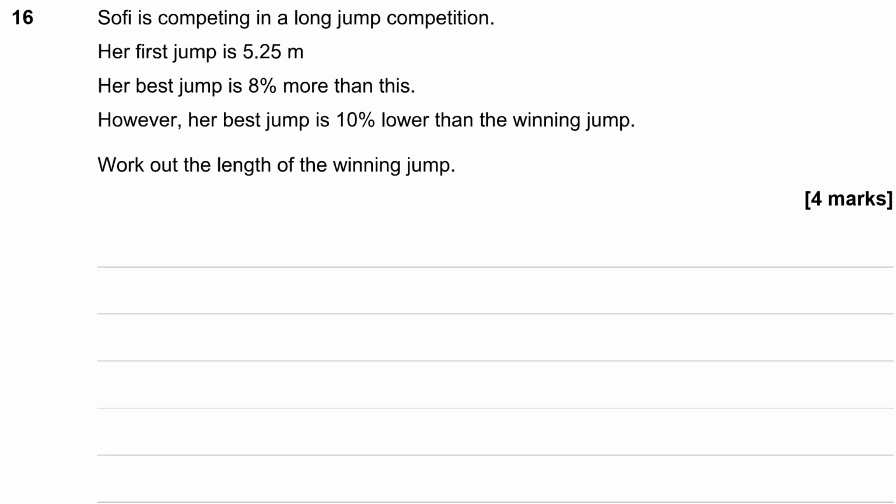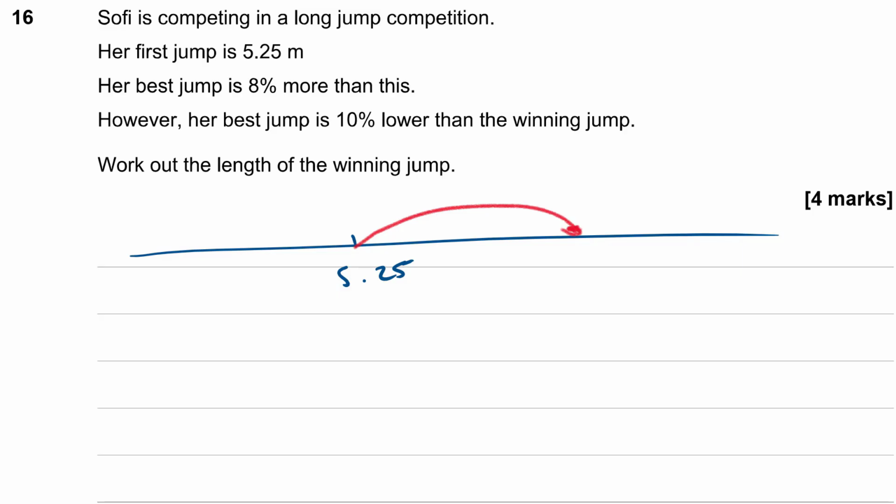So let's just try and visualize that. 5.25 was her first jump. Her best jump was 8% above that, but as good as that one was, it was 10% less than the winning jump. So that was her best, and this was the winner.